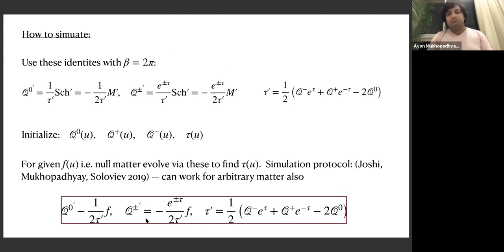And this can also work with arbitrary matter. Not only with null matter, but with any arbitrary matter, but it becomes a bit more complicated. But you can look into our papers. You can simulate any time-dependent solution of JT gravity with matter using our protocol.